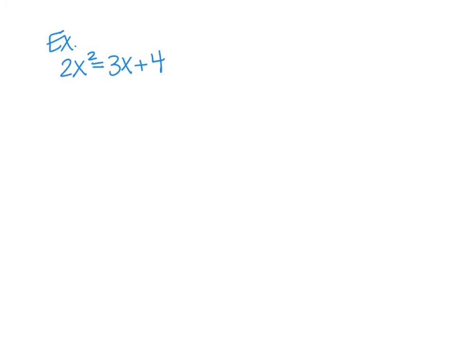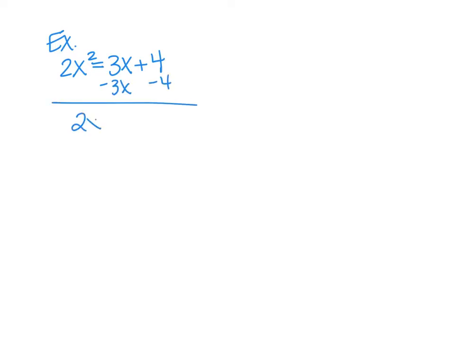Okay, so let's try one more example here. We've got 2x squared equals 3x plus 4. Now remember, the first step is to make sure that it's set equal to 0 or it's not ready to use the quadratic formula yet. So what I want to do is go ahead and move that 3x over, and I want to move that 4 over.